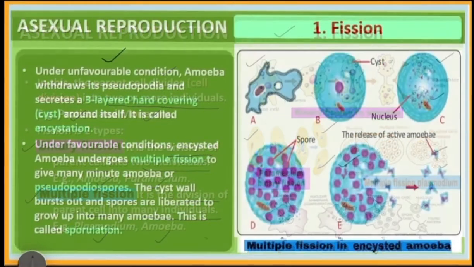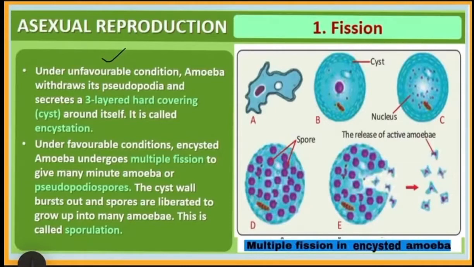Clear? Now what happens under unfavorable condition in case of amoeba? Amoeba withdraws its pseudopodia. Amoeba अपने pseudopodia को withdraw कर लेता है and secretes a 3-layered hard covering. This is the outer covering. A 3-layered hard covering is formed around amoeba, and this is called a cyst. And the process of formation of cyst is called encystation.